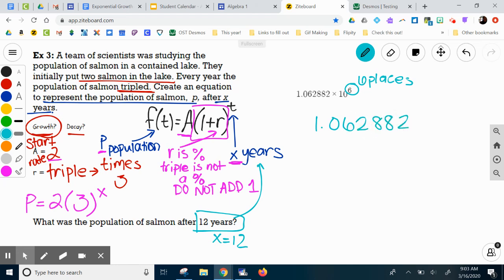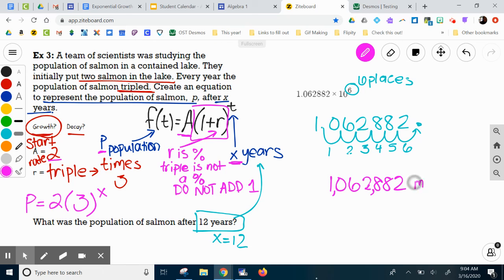1.062882 and I'm moving it 6 places. 1, 2, 3, 4, 5, 6. Now my new decimal point is right here. So my number, that means, is 1062882. And because we're not going to deal with any parts of a salmon, we're just going to leave it like that. So that is 1,062,882 salmon. Sorry, not million salmon.